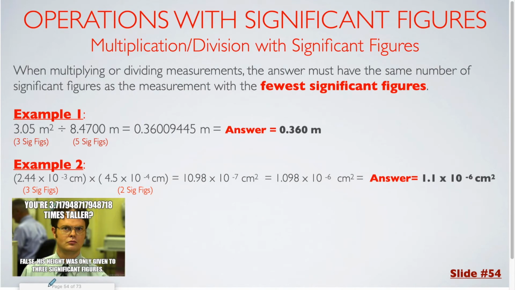Next up, a separate set of rules for multiplication and division. When multiplying or dividing measurements, the answer must have the same number of significant figures as the measurement with the fewest significant figures. So this time we're actually going to be using that counting skill that we had in the previous video. So in this example here, I have 3.05 and 8.4700. So you just plug into the calculator, and this is the long answer.